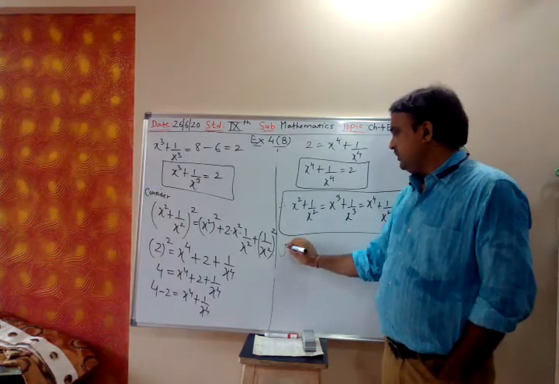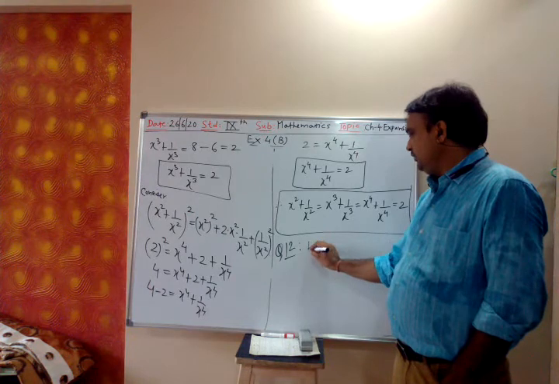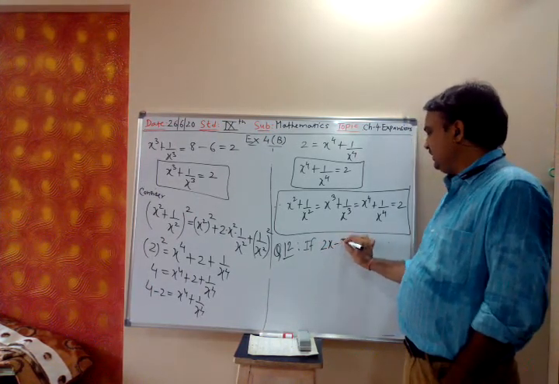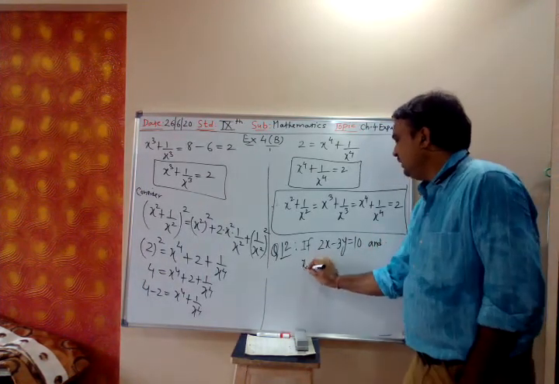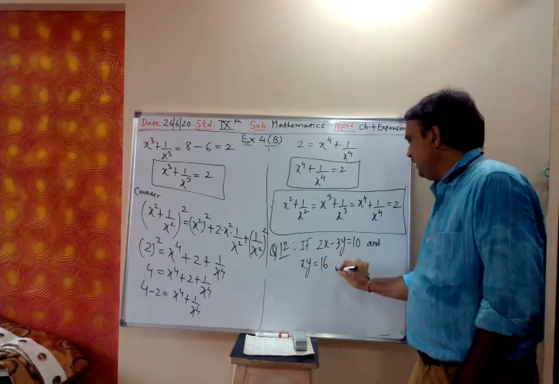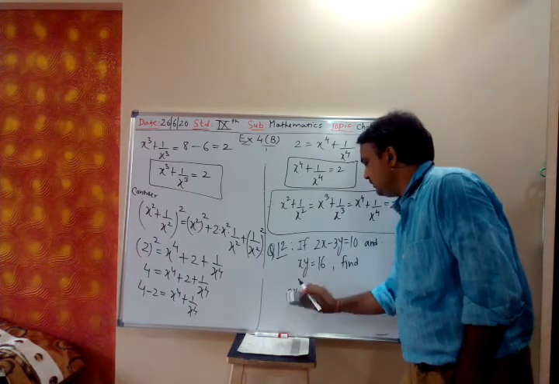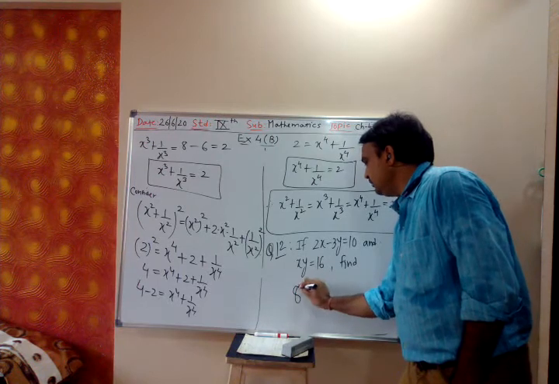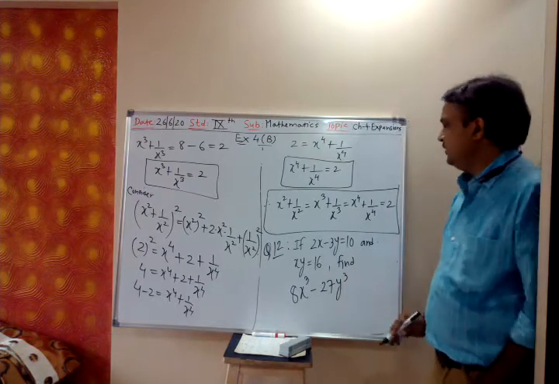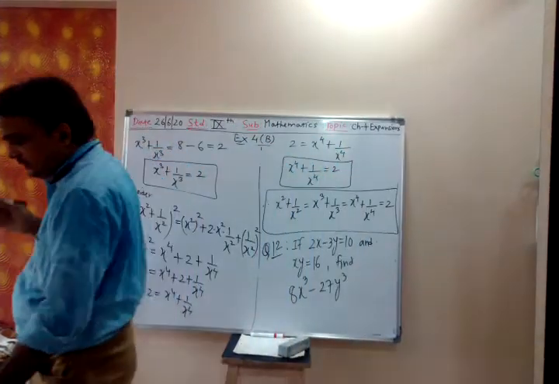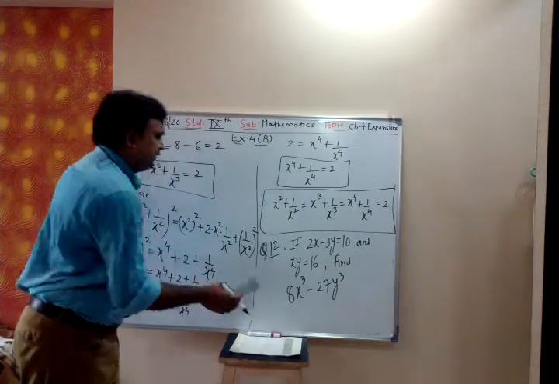Now let us solve question number 12. If 2x minus 3y is 10, and xy is 16, find 8x cube minus 27y cube. Wait. Now it is clear? Board is clear? Okay.